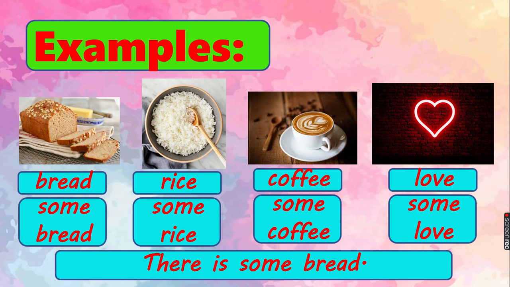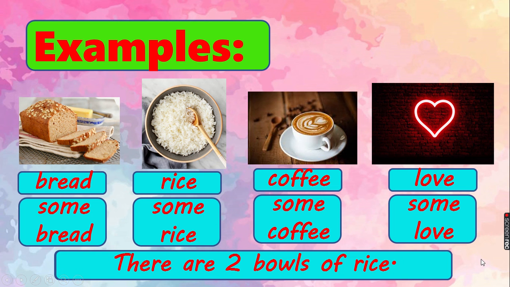Here are some example sentences. There is some bread. We always use is if we use the word some plus a non-count noun. Some or much and a non-count noun, we use is. Okay? There is some bread. There is some rice. There is some coffee. There is some love. Next one, there is some rice.